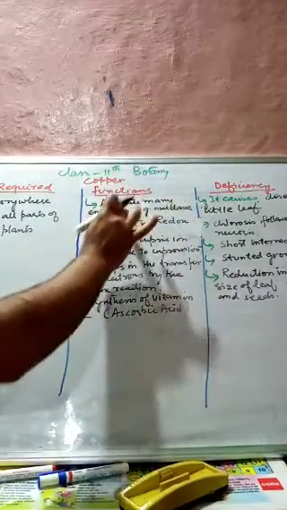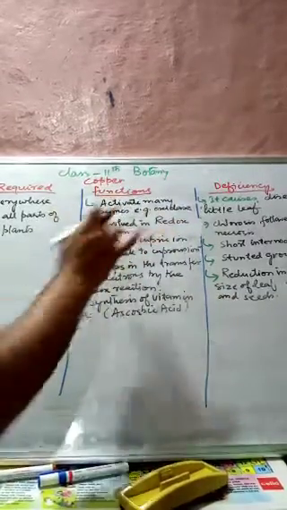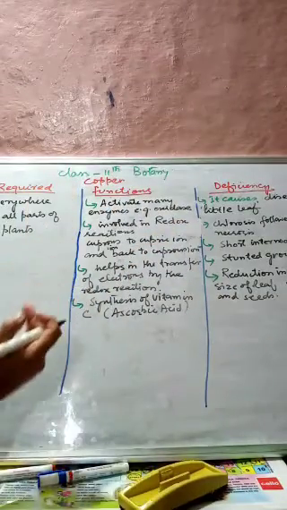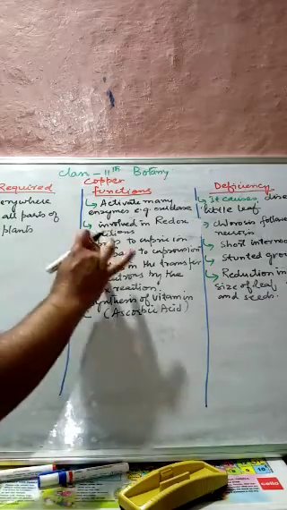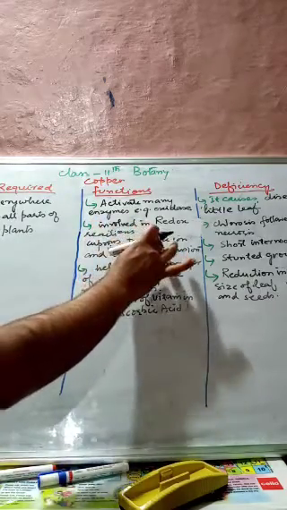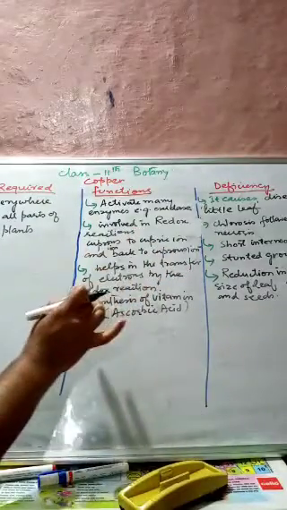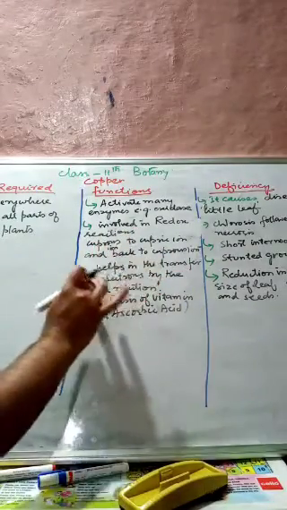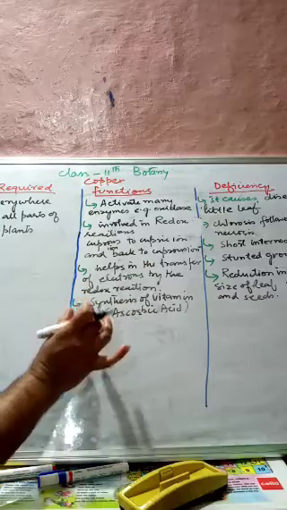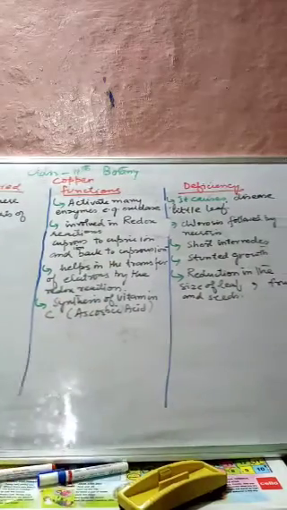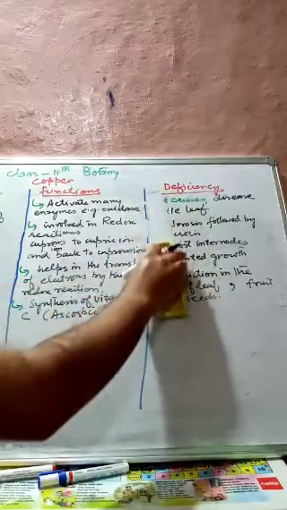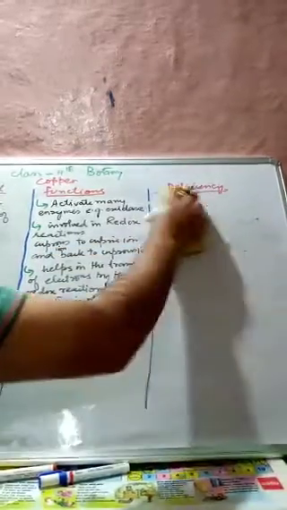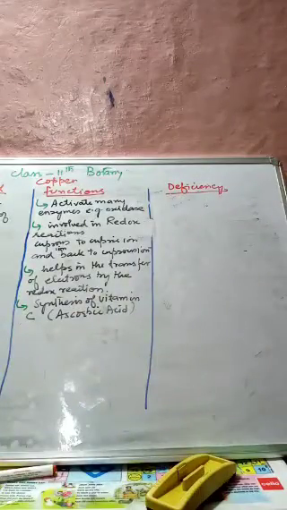It activates many enzymes like oxidase. It is involved in the redox reaction, converting the cuprous ion to cupric ion and back to the cuprous ion. It also helps in the transfer of electrons by this redox reaction, and it is involved in the synthesis of vitamin C, that is ascorbic acid. Now let us try to discuss the deficiencies.